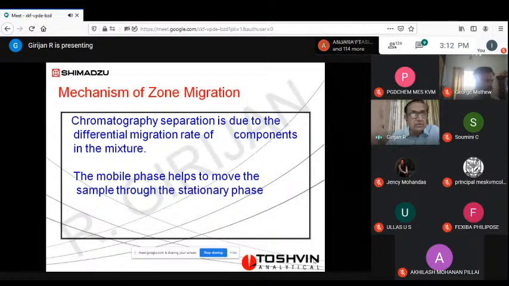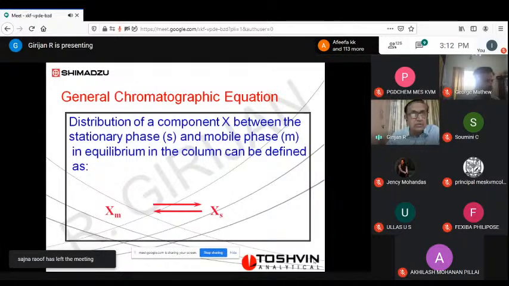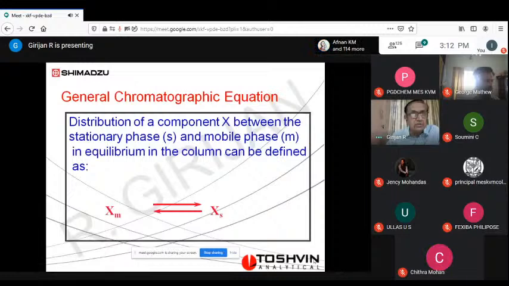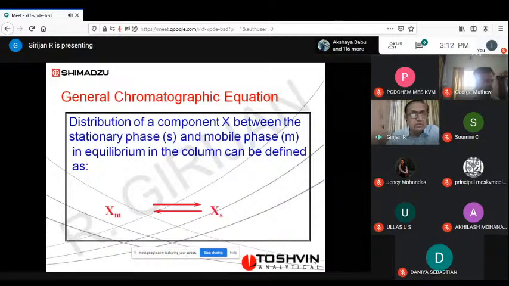So the mechanism of zone migration is the essence of getting a proper separation in chromatography. When you introduce a sample into a chromatography system, there is a stationary phase and a mobile phase. The compounds present in your sample get distributed between these two phases. That means the compound gets distributed between mobile phase and stationary phase. So at any given point of time, there is a dynamic equilibrium between the molar fraction of your sample in the mobile phase and the molar fraction of your sample in the stationary phase.